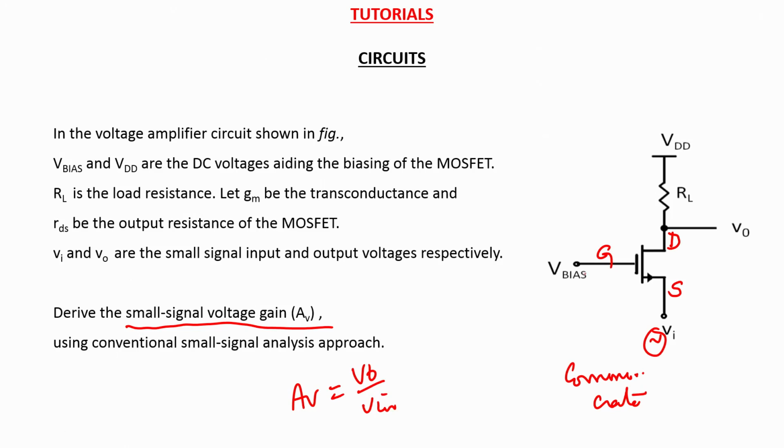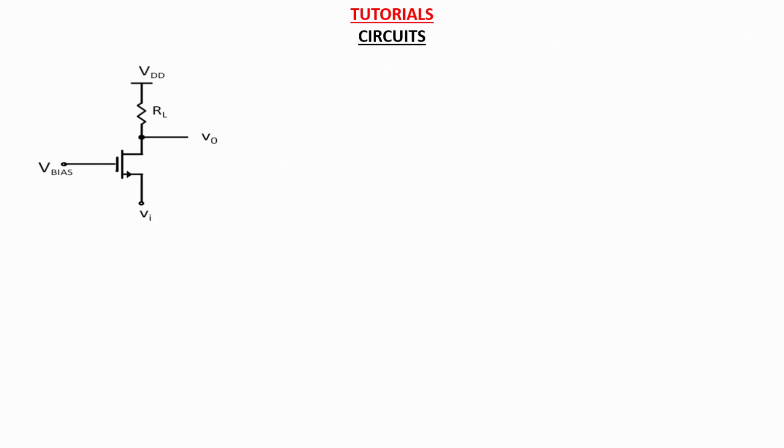And you are given that V bias and VDD are the DC voltages aiding the biasing of the MOSFET, and RL is the load resistance, and GM is the transconductance of the device, and let RDS be the inherent output resistance for the device itself, and you are asked to find out what is the small signal gain of the amplifier. So here what you would like to do is something called the small signal analysis, where you first ground all the DC voltages, you make them 0.